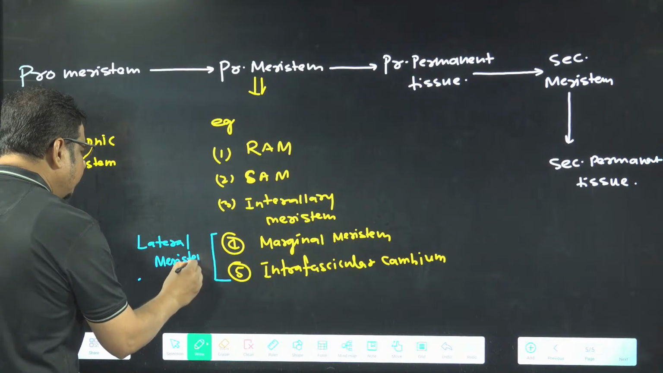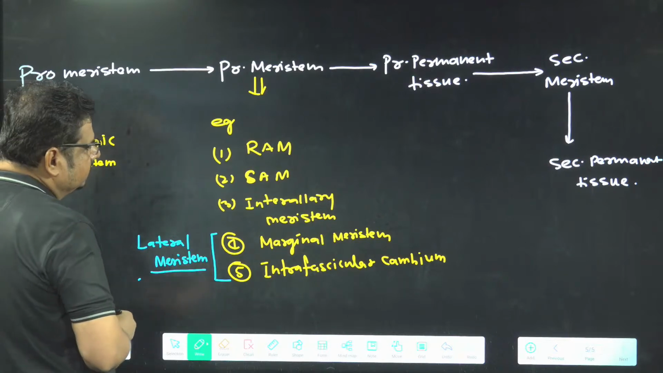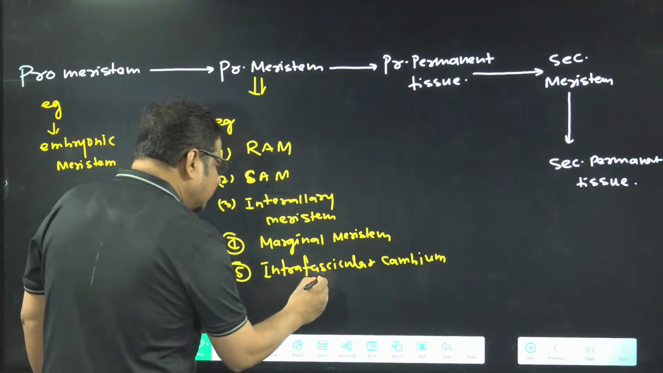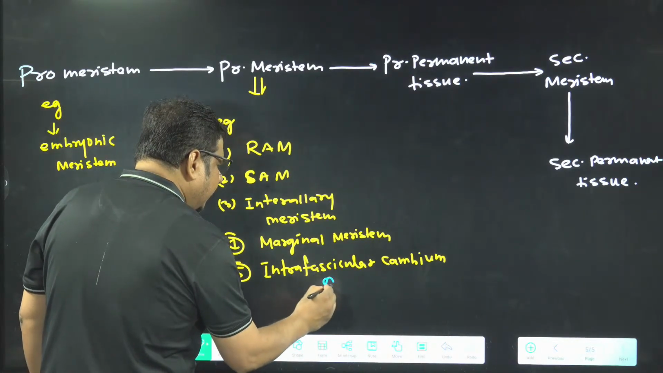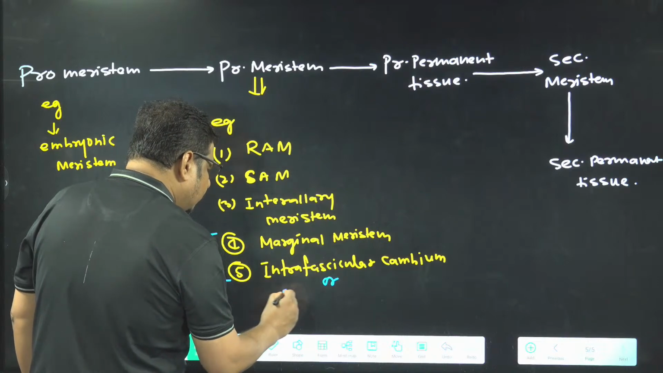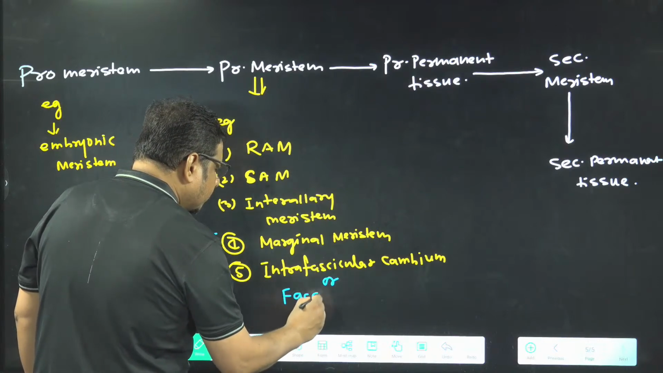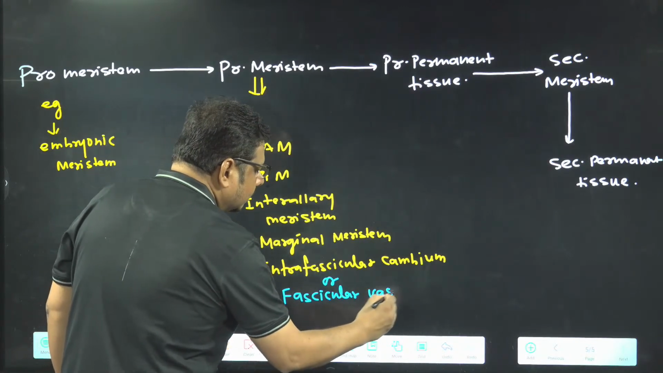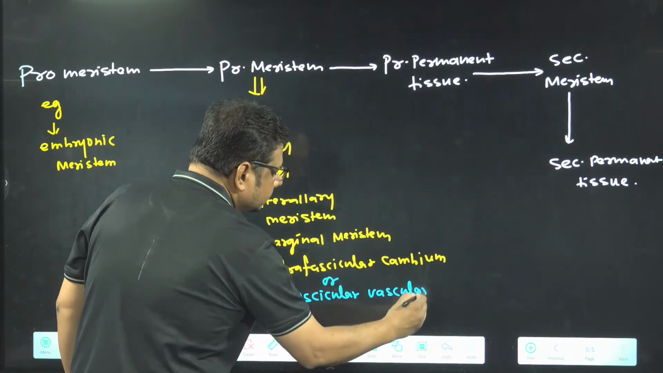These are primary lateral meristem. Which kind of meristem? Lateral meristem. Intrafascicular cambium has another name also. It is called fascicular vascular cambium.